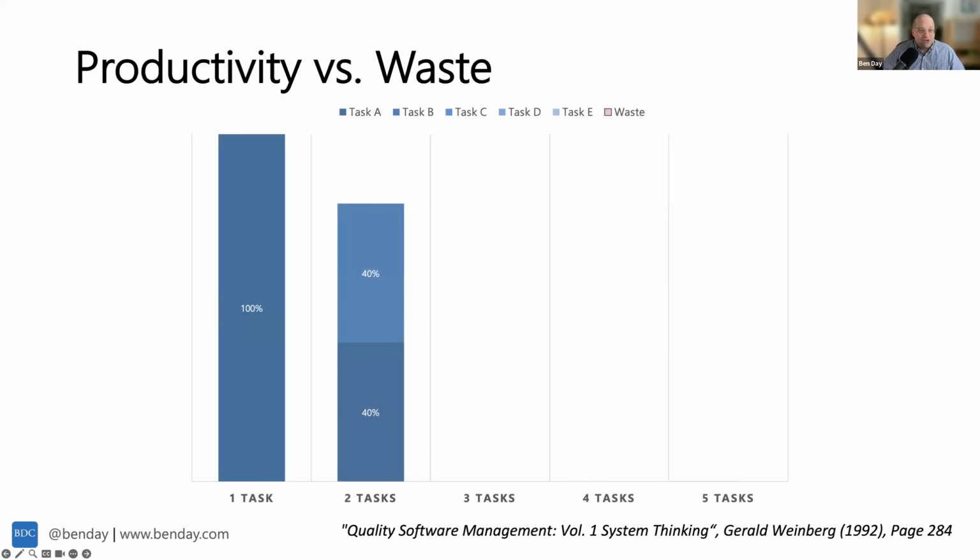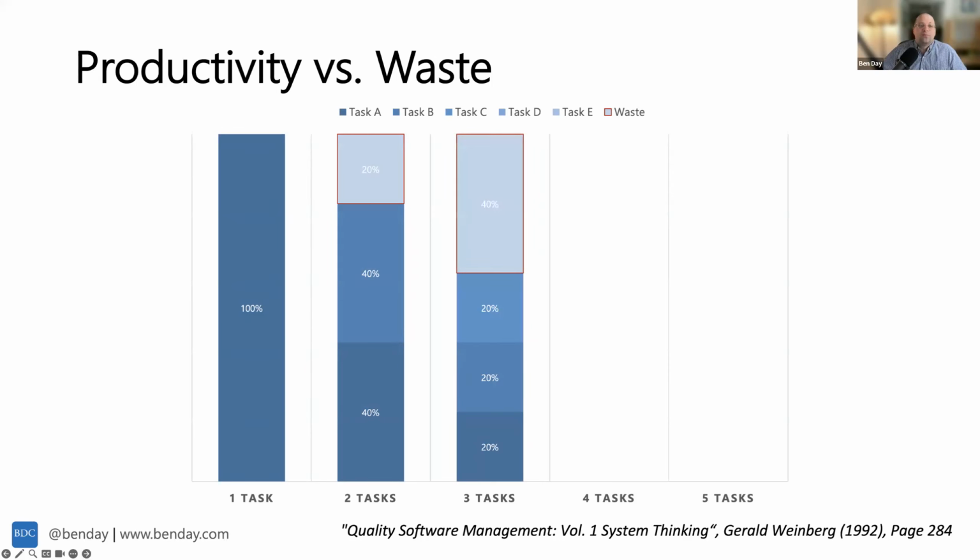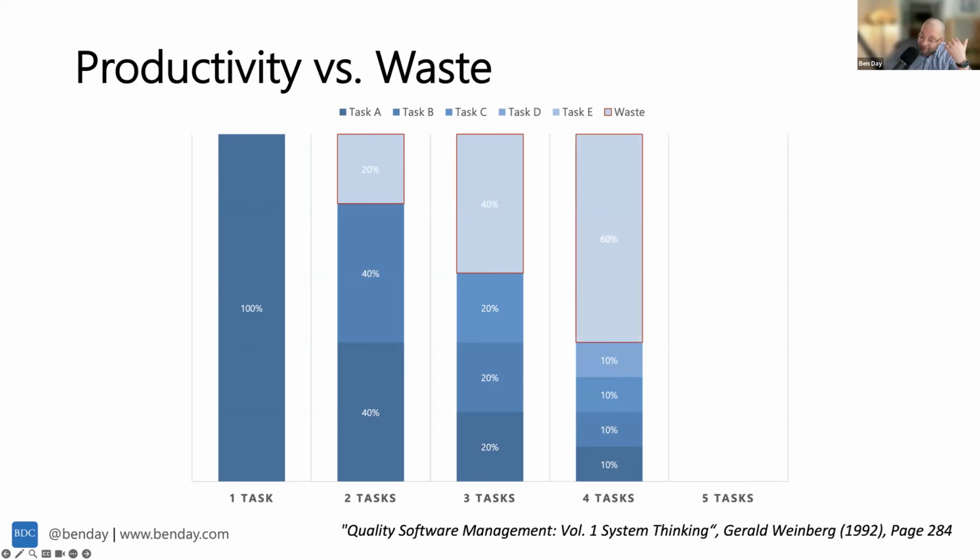If they're trying to do 2 things at once, they could spend 40% on each of those tasks and 20% waste. That's not great. 3 simultaneous tasks, 20% on each of those tasks and 40% waste. 4 simultaneous tasks, they could spend 10% of their time on each of those tasks, 60% waste. Now, how much do you want to bet that when I go to 5 simultaneous tasks, it doesn't suddenly get a whole lot better? Because it doesn't.